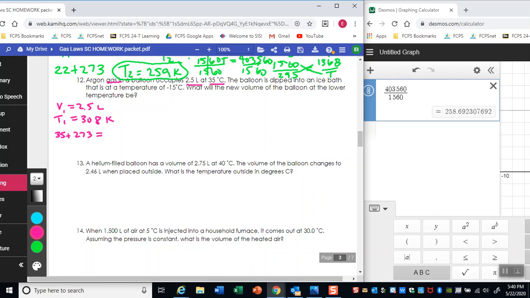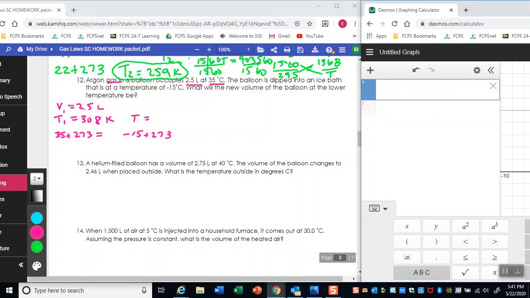All right. The balloon is dipped in ice. Again, that seems to be what we do. We put that in ice and we change the temperature to negative 15 C. So I'm going to take the negative 15 and add 273. That's basically like subtracting, right? If I just do negative 15 plus 273, that gives me 258.